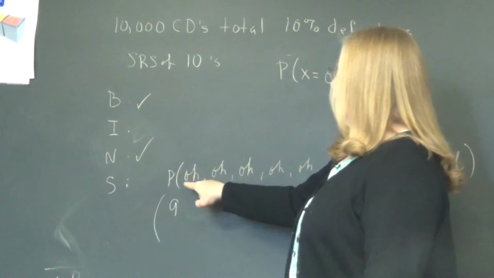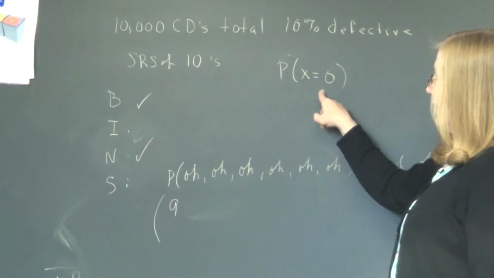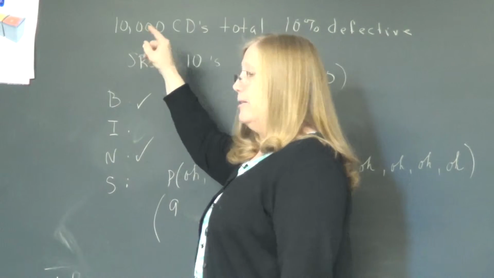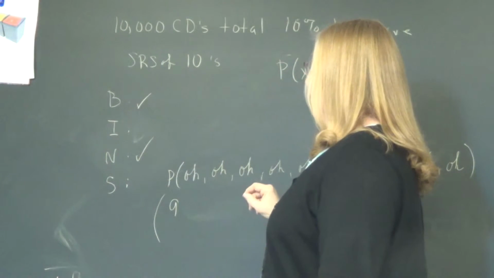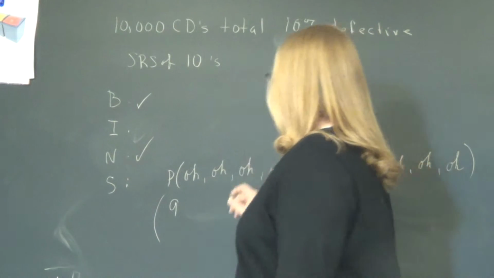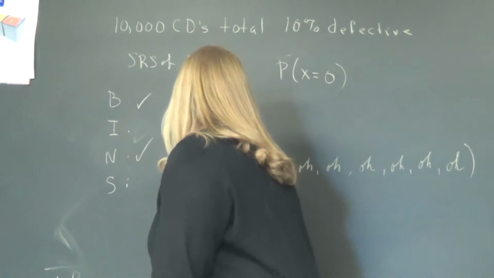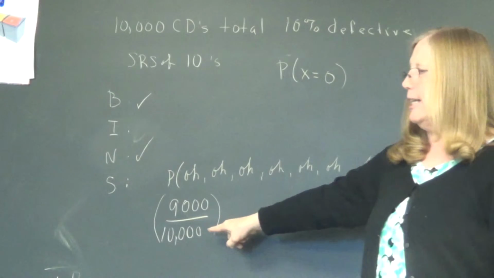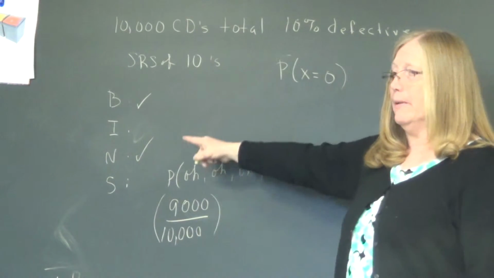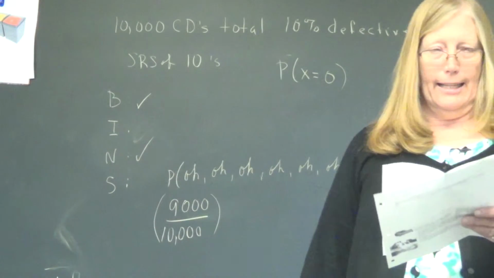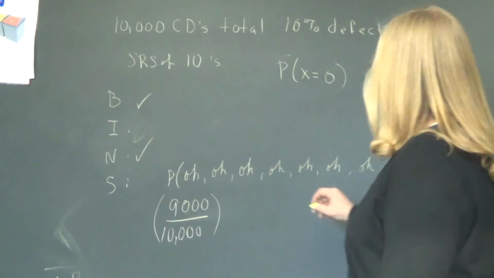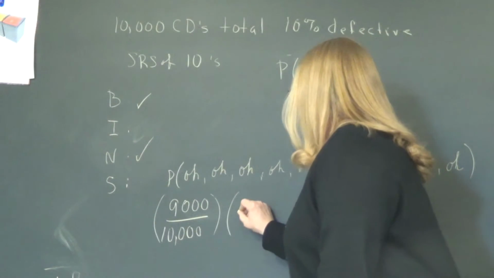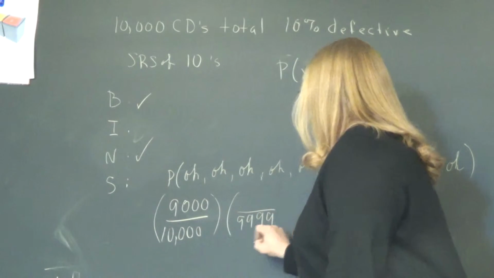So the probability of getting an okay one on the first draw, if 10% are defective, 10% means out of this, 1,000 are defective. So how many are okay? 9,000. And how many total? So that's the probability on the first draw of getting an okay CD under these parameters: 9,000 over 10,000. But then what happens on the second draw, Allie? It's no longer this total here anymore. So what is it? It's over 9,999. Right, so we've taken one out.